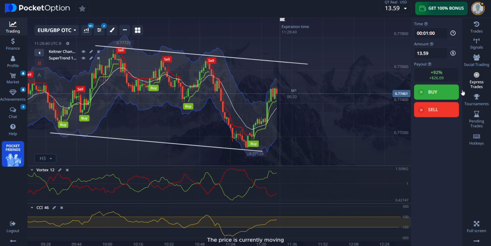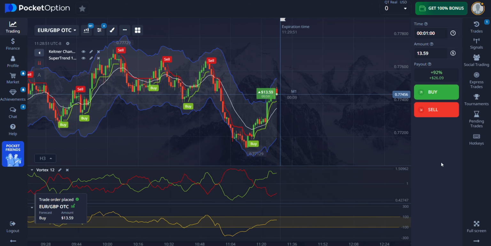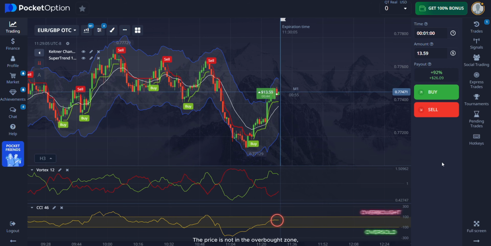The price is currently moving within clearly defined levels, and right here, this candle is breaking through the upper boundary of the Keltner Channel, and the next target is the resistance level. In such cases, a breakout to the upside often signals a continuation of the upward trend, and it works the same way in reverse during a downtrend. From other indicators, the Supertrend has already given a buy signal. The price is not in the overbought zone, and the Vortex indicator confirms increased buying momentum.